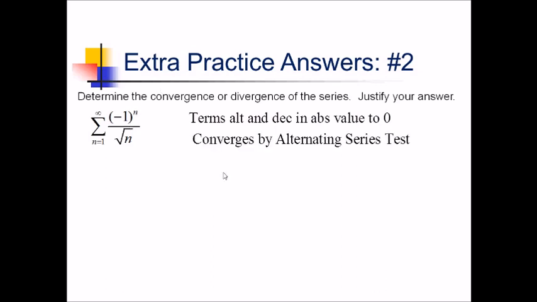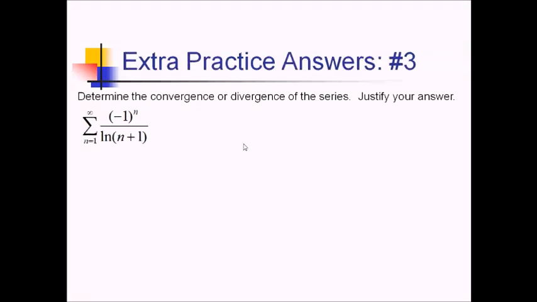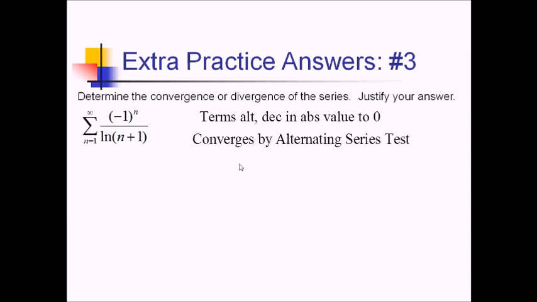the alternating series test. For this one, we're trying to figure out if this series converges or diverges. Now we notice that we have an alternating series here, and it looks like our denominator is growing. So we can say this alternates and decreases in absolute value to 0. If you take the limit as n approaches infinity, this will go to 0. So that means that this is going to converge by the alternating series test.